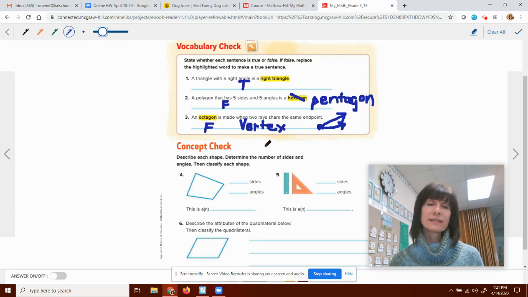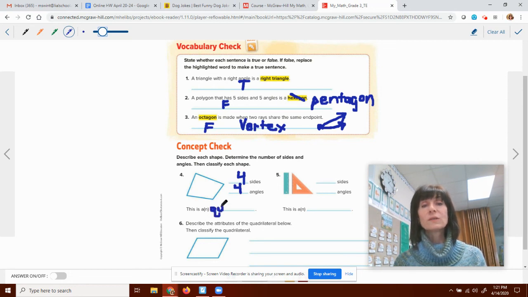On our concept check, it says describe each shape, determine the number of sides and angles, and then classify it. I first will count my sides, and I know I have 4 sides here, and that means I have 4 angles. This particular shape, though, has nothing that's parallel or of equal lengths, so this is going to be classified as a quadrilateral. It's a QUAD, quad, and then RI, quadra, and then lateral, LATERAL. You may have to go back in your papers to get the spelling.